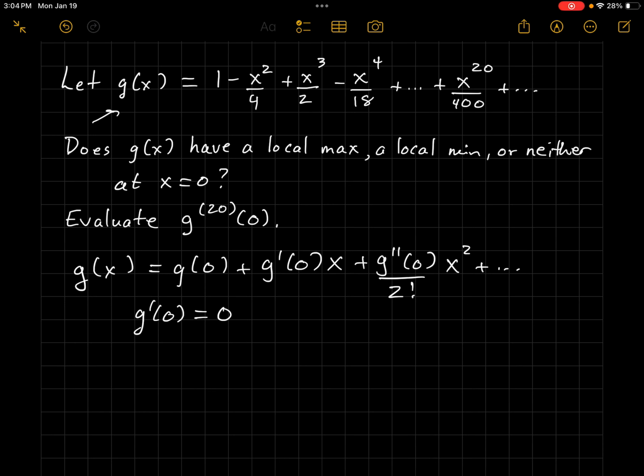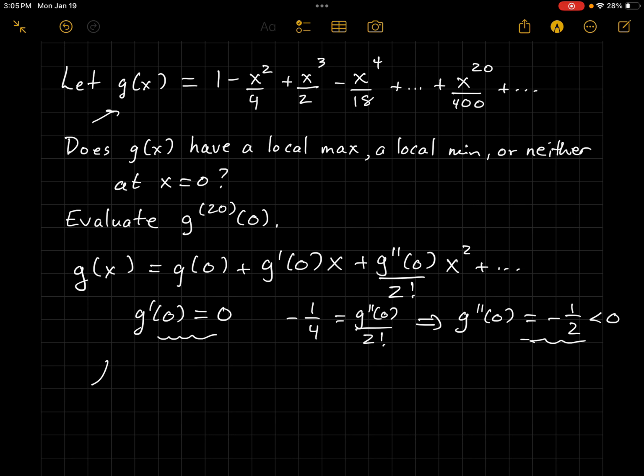I also know that the coefficient in front of the x squared term, negative 1/4, is g double prime of 0 over 2 factorial. Which means that g double prime of 0 is negative 2 factorial over 4, or negative 1/2. Which is clearly less than 0. Since the first derivative is 0 and the second derivative is negative, that implies we have a local maximum by the second derivative test.